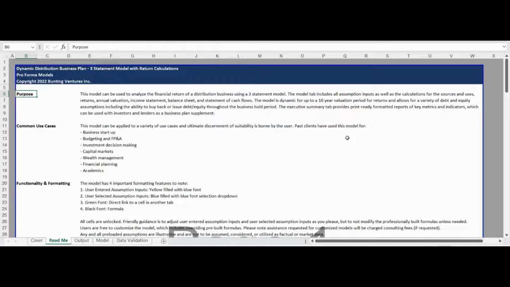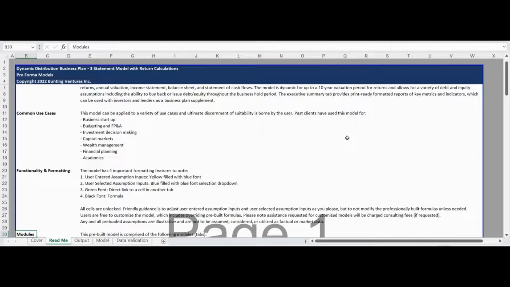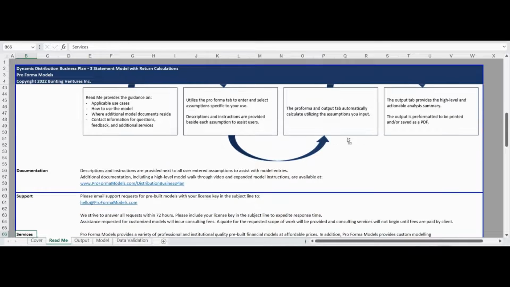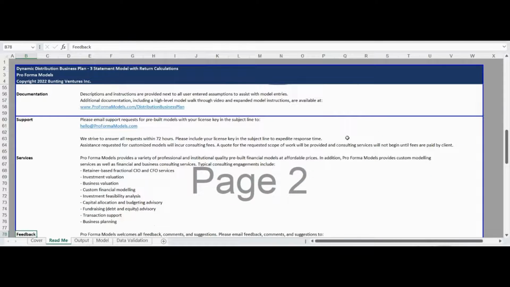The Readme tab states the model purpose, highlights common use cases, and provides an overview of functionality, formatting, and all of the unique modules within the model. This tab also provides additional documentation, contact information, and a summary of additional products and services available from Forma Models to support your analysis needs.